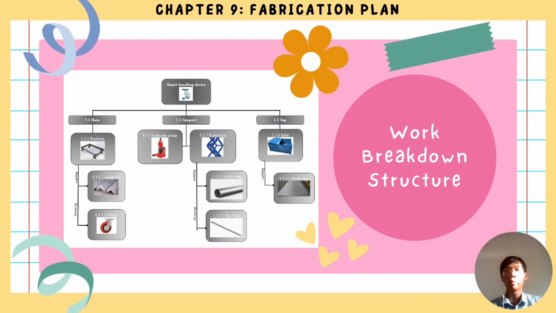And this is the work breakdown structure. The work breakdown structure is organized into 4 levels. The device is primarily constructed using 3 main parts: the base, support, and top. The base is composed of 2 items, an angle bar and wheel. For the support, the section consists of 2 parts, a hydraulic pump and scissor legs. Lastly, the third part is the top part. The top part is made with a little box.